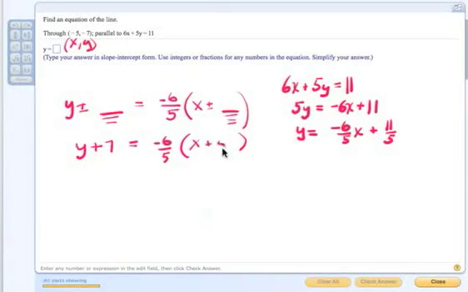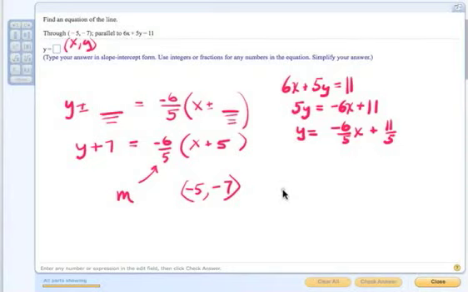Let's just verify everything. When x is -5, this goes to 0. So a point on this line is -5. When y is -7, this goes to 0. And notice that's the given point. And then here's my given slope. M is equal to -6/5, which is the same slope as the parallel line.